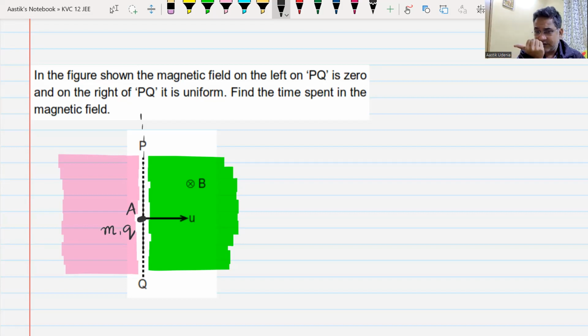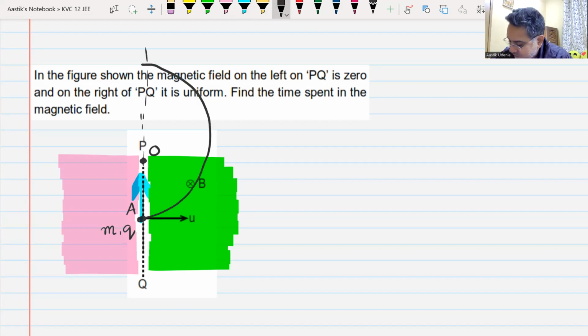So U is going here. The magnetic field is inside like this. So the force will act perpendicular to U in this direction. And therefore, the center of the circle will be somewhere here. This O becomes the center of the circle. It is going to rotate in a uniform circular motion about this center. So the circular path will look something like this.